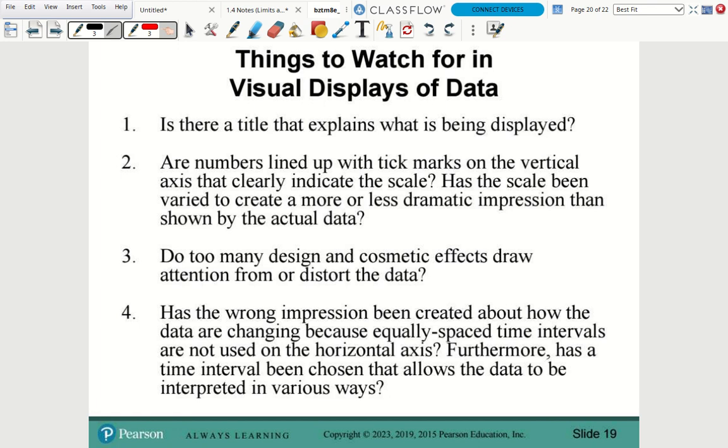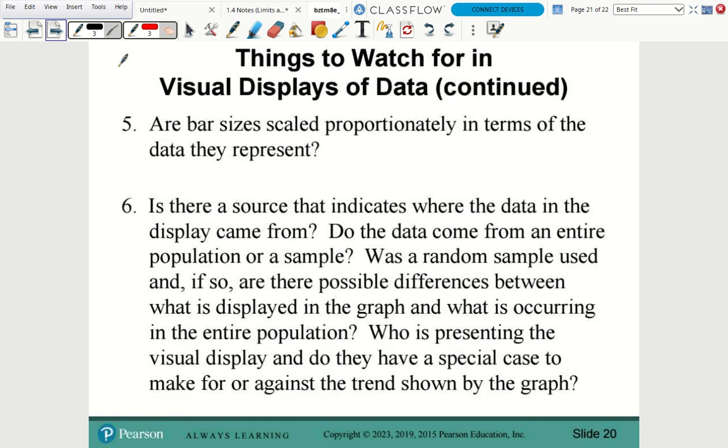4. Has the wrong impression been created about how the data are being changed because equally spaced time intervals are not being used on the horizontal axis? Furthermore, has a time interval been chosen that allows the data to be interpreted in various ways? So, these things right here are how you're going to answer the questions. Basically, almost word for word.